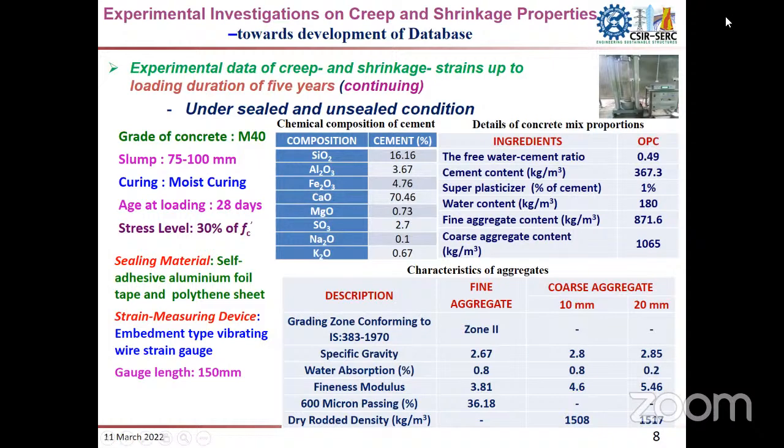Here the experiments are being conducted. We have about 5 years of data presented here, and the experiments are still continuing. The grade of concrete we use is M40. To get the basic creep and autogenous shrinkage, we used self-adhesive aluminum foil tape for sealing, and embedded vibrating wire strain gauges. That is because in the database we observed that most of the data were measured using surface strains with friction-based gauges, which is not reliable. These are the characterization of the materials we have used.